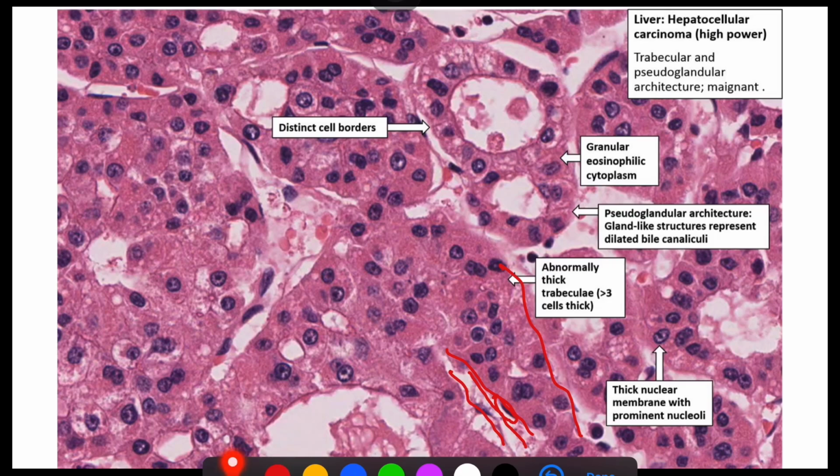So you can see along with this trabecular pattern there is some pseudoglandular pattern and gland-like architecture, which shows dilated bile canaliculi. So here distinct cell borders, and cells having round nucleus, prominent nucleoli, eosinophilic and granular cytoplasm.